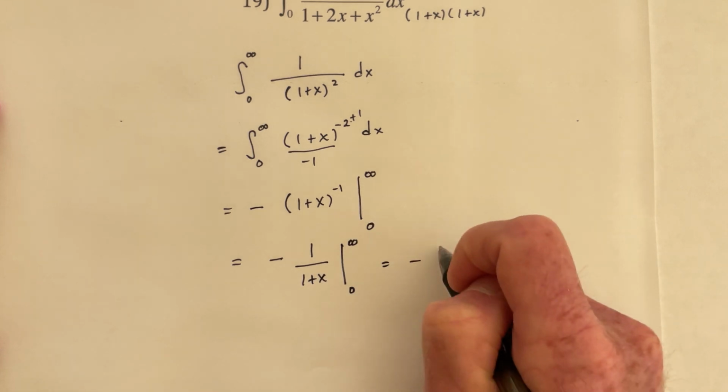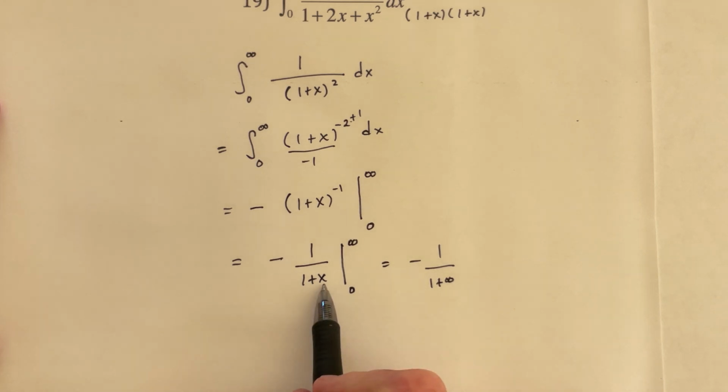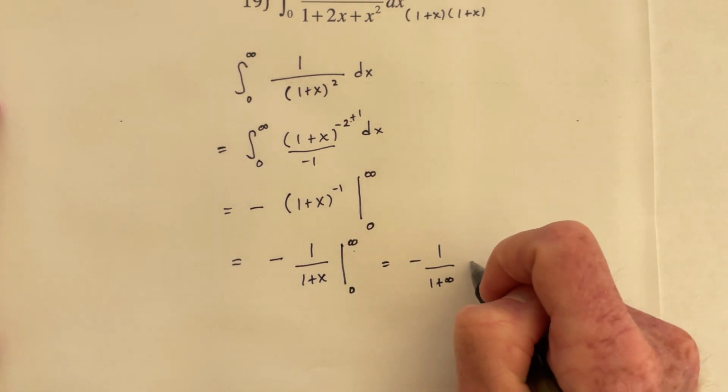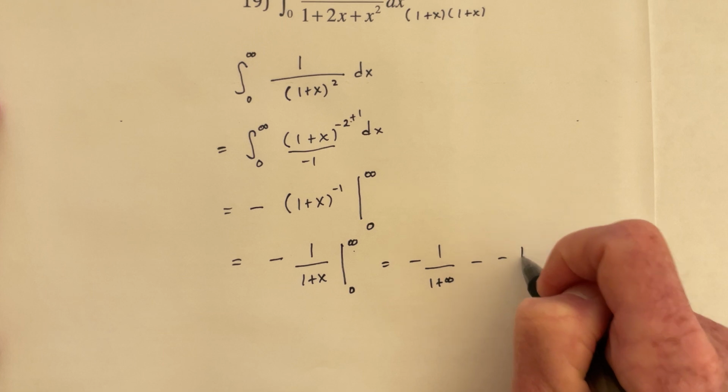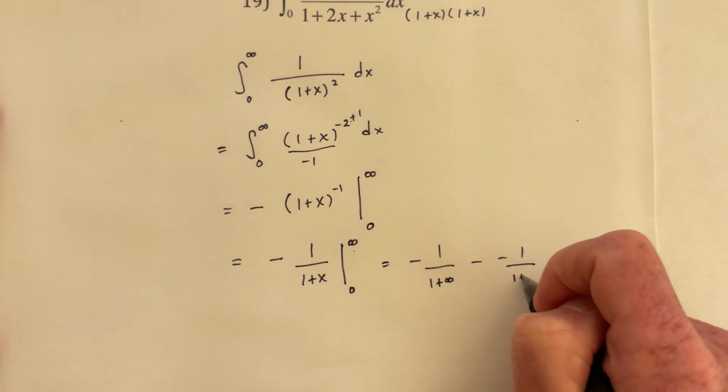So there's going to be 1 minus 1 over 1 plus infinity. Substituting the infinity first of all. Then minus negative 1 over, and now substitute the 0 for x. 1 plus 0.